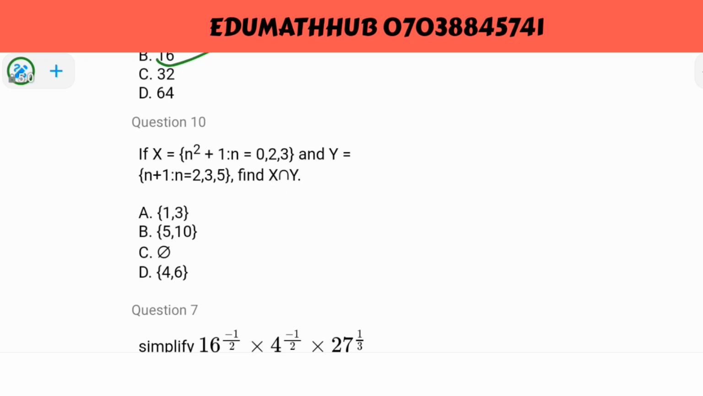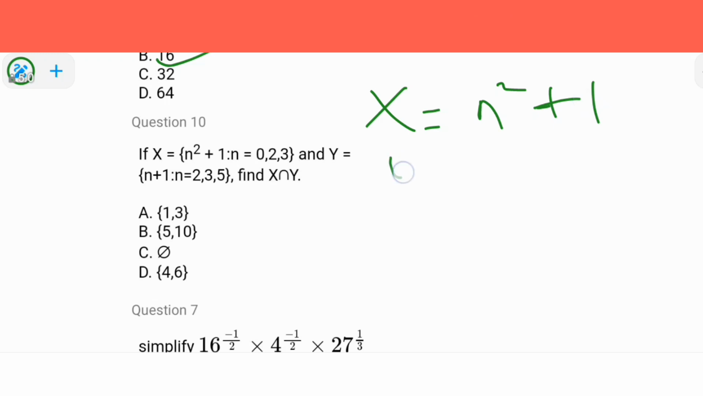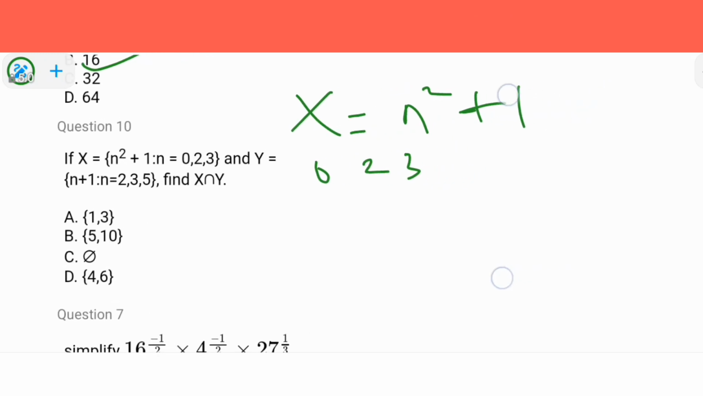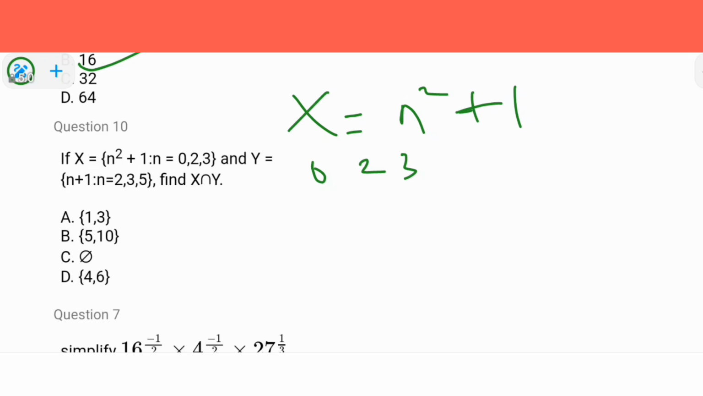To get it easily, check the formula for x. X is n squared plus 1. Okay, very simple. But the values of n is 0, 2, 3. So just come here and put the values one by one and see what you're going to get. So the first value of the set x, put 0 inside here. So that will be 0 squared plus 1. So that will give you 1.